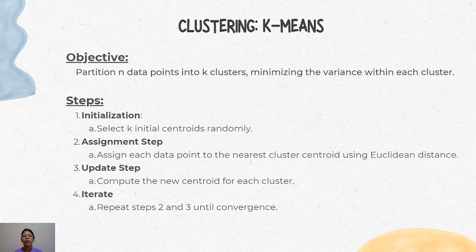Then what are the steps of clustering? Let's understand that. The first step is initialization, where we initialize the k. K is the number of centroids, or the number of clusters we want to make. Then we have the assignment step, where for every nearest point we calculate the score based on the Euclidean distance or the Manhattan distance formula. The third is the update step, in which we compute the new centroid for each cluster. Then we iterate the steps until convergence.